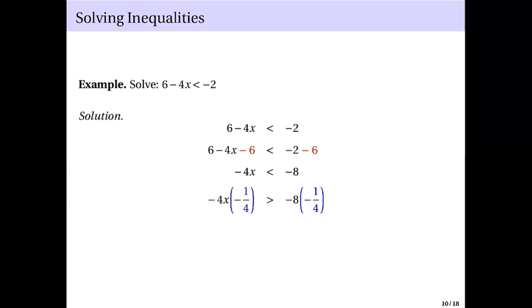And then we just simplify. We will obtain, so of course, negative 4 multiplied by negative 1/4 is just 1. So we'll just have x. On the other side, we have negative 8 times negative 1/4, that's positive 2. Okay? So we now have x greater than positive 2.